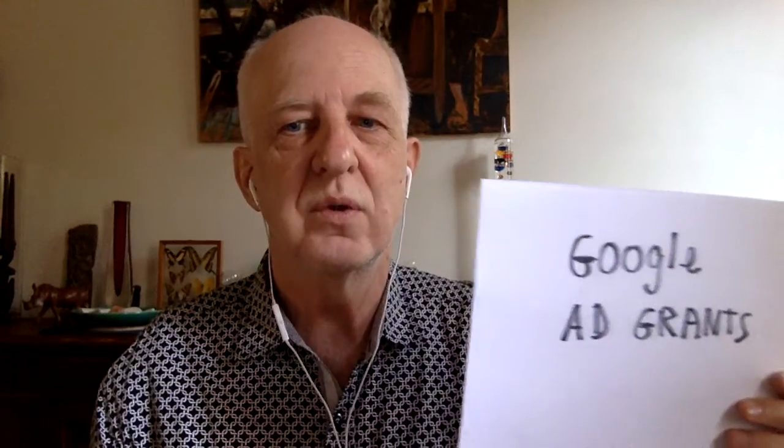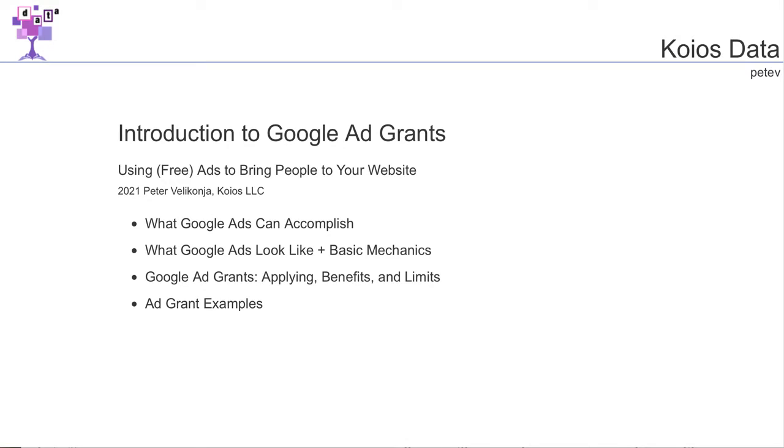Welcome to Google Ad Grants for small libraries. So what we're talking about is Google Ad Grants. That's a grant from Google to pay for ads on Google. And those ads bring new people to your website. So today we're going to talk about what ads can accomplish, what a Google ad looks like, and how to apply.